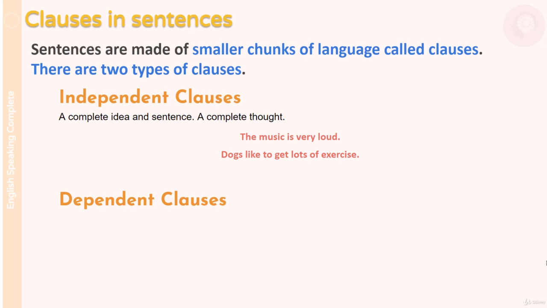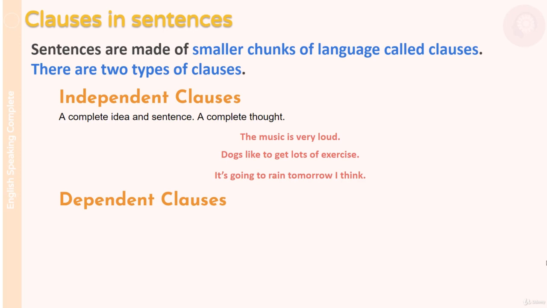Dogs like to get lots of exercise. So I've got my subject dogs, and then we've got the verb like, and we've got kind of the object as well, what they like doing, exercise. It's going to rain tomorrow, I think. Okay, another complete thought and idea. Independent clauses. We can add more detail if we want. It's going to rain tomorrow, I think, but possibly not. But if we just leave them at that, they're perfectly fine on their own.